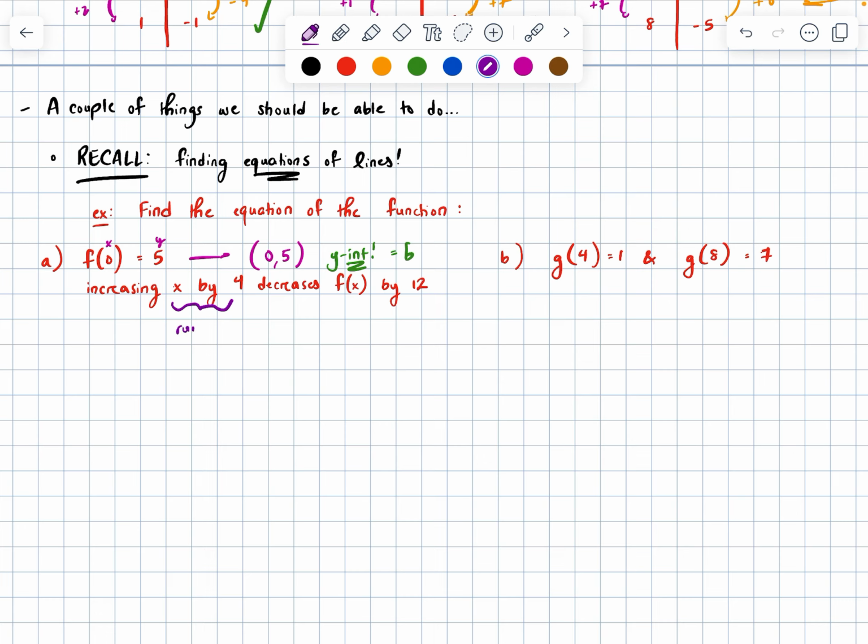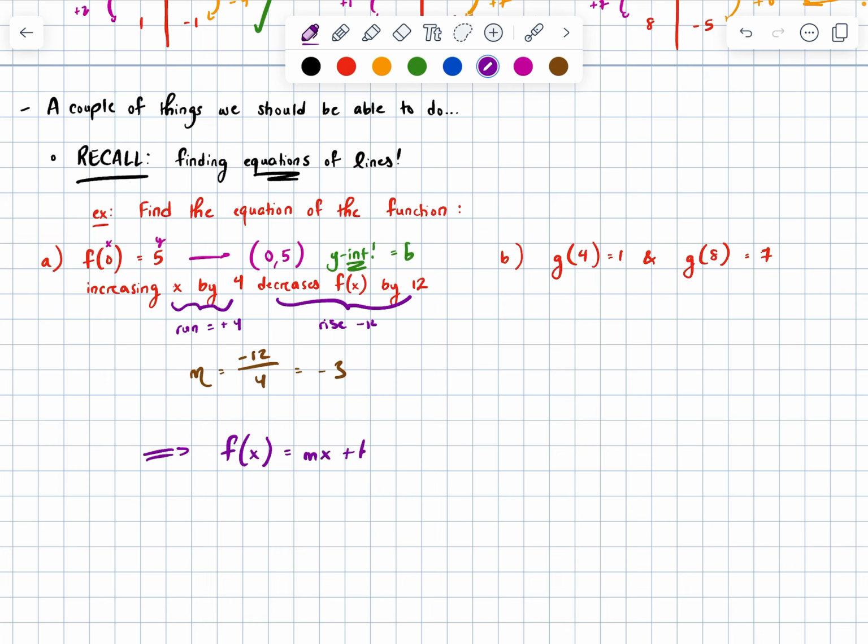And if I increase x by 4, what this tells me here is that x corresponds to run, right? So I have going up by 4 for my run, and then I decrease f of x by 12 every time that I run 4. So here that tells me that my rise should be -12, which means that my slope, represented as rise over run, should be -12 divided by +4, which is just -3. All I need to do now is slot these into place.